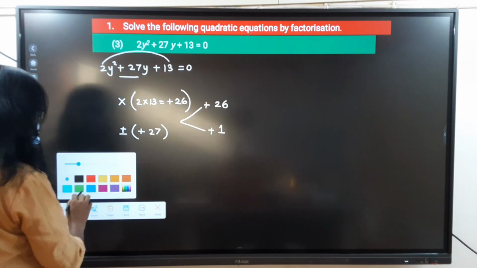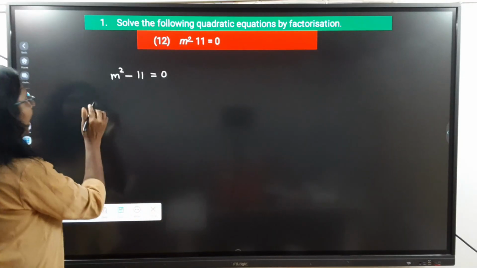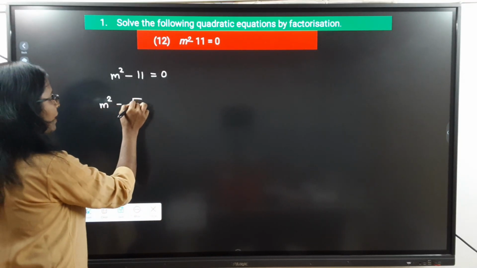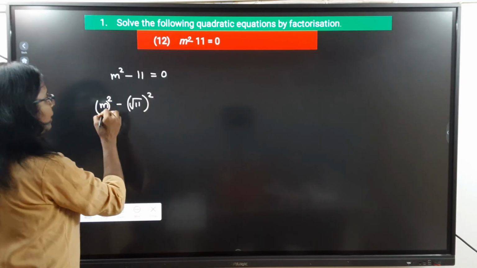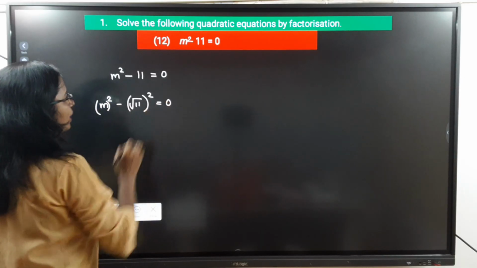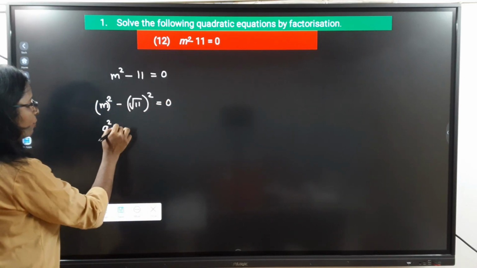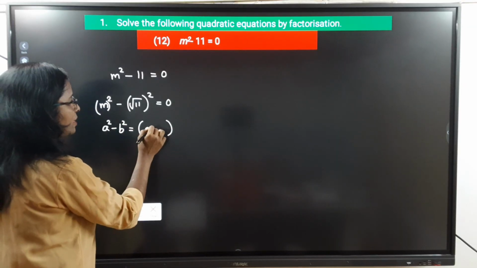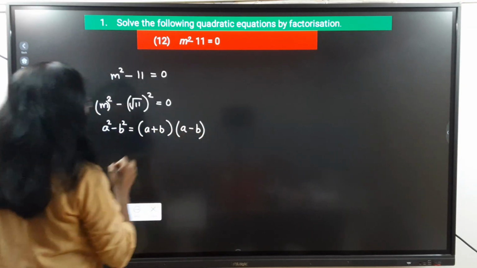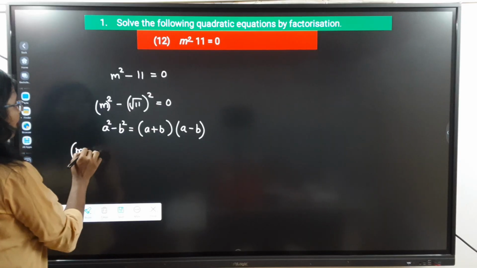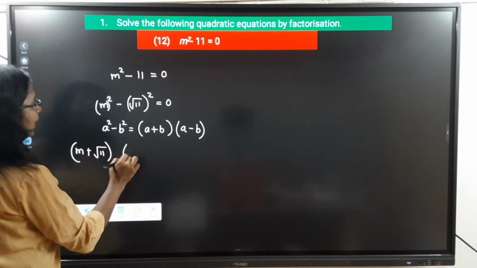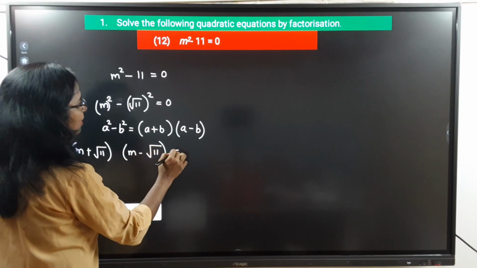So now our next step will be, students, we can write this in this form: n square minus root 11 whole bracket square. So that means nothing but a square minus b square. In the first bracket we write a plus b, in the second bracket we write a minus b. So it will be n plus root 11 in the first bracket and n minus root 11 in the second bracket, which is equal to.